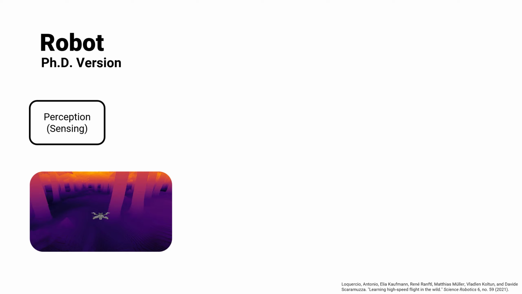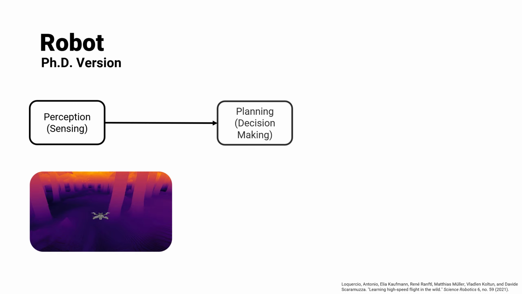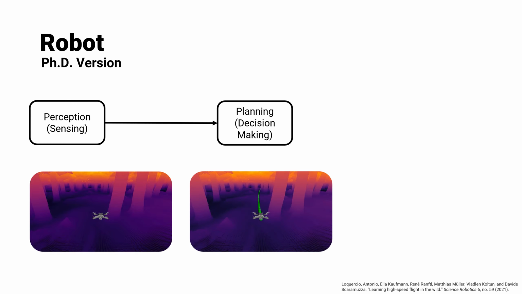Like there's some physical understanding going on here. Then decision making becomes planning. In this particular case, remember, we are trying to navigate from point A to point B. So in the planning scenario, we are basically creating a path. Let me play the animation again.